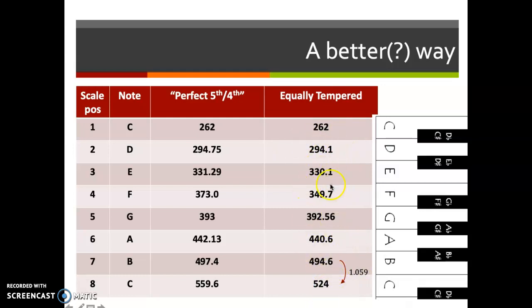Does that make all the fifths and fourths correct? No. But then what a piano tuner, or anyone who's tuning an instrument, does is they tune the fifths a little bit better. Especially if you're going to mostly play in C, they'll tune the G to the C pretty well, but it has to work in other keys too. So it's not perfect. The equally tempered scale isn't perfect, but it's better than this one.